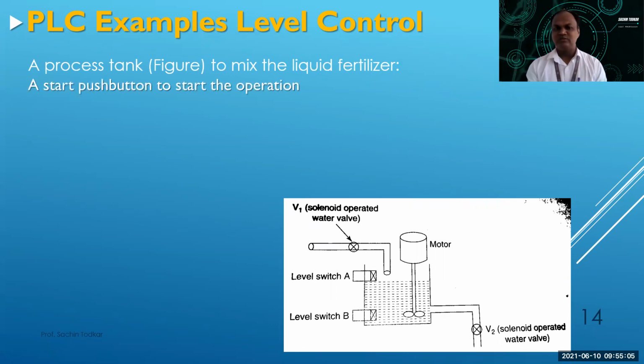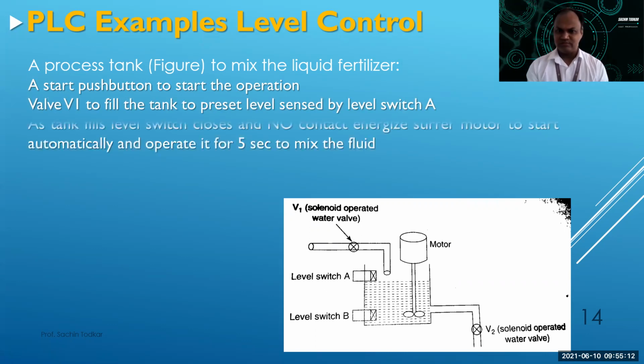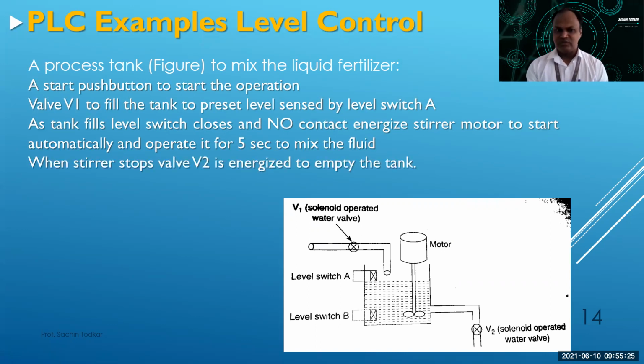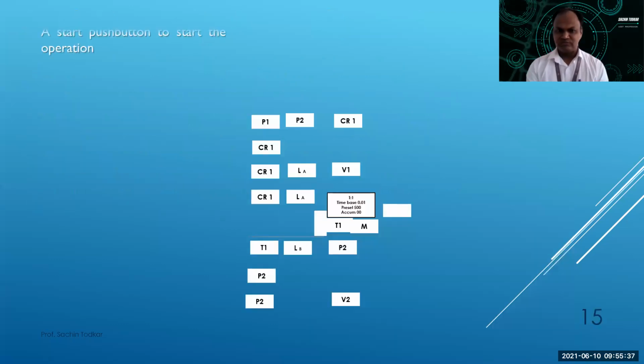Start push button to start the operation. Valve V1 to fill the tank to a preset level sensed by level switch 1. As the tank fills, the level switch closes and the NO contact energizes the stirrer motor to start automatically and operate it for 5 seconds to mix the fluid. When the stirrer stops, valve 2 is energized to empty the tank. When the tank is empty, switch B is opened and de-energizes valve V2. So we'll see.